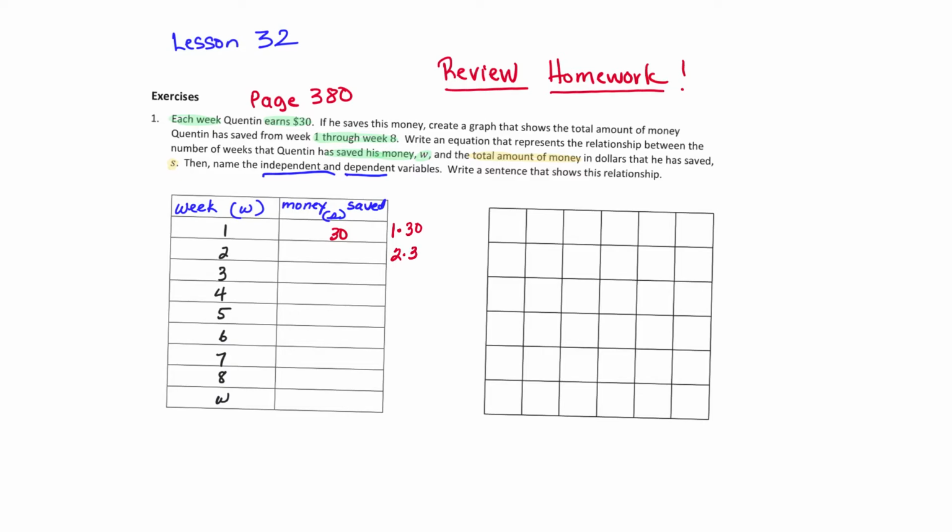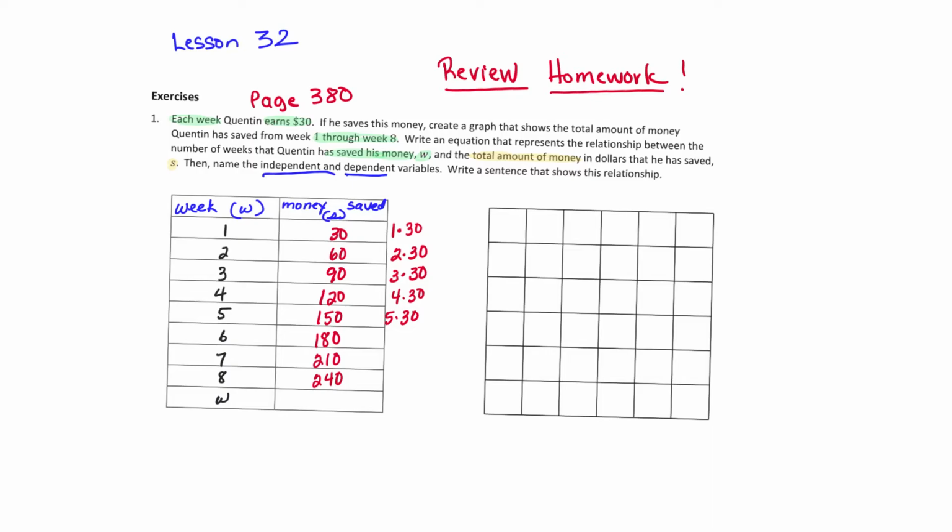2 times 30. That should give us $60. 3 times 30. It should give us $90. And what I'm doing is I'm multiplying 30 by the number of weeks. 2 weeks times 30. 3 weeks times 30. We're going to continue with 4 weeks times 30. 5 weeks times 30. And this is just a review. I might be going a little faster, but this should be just a review.